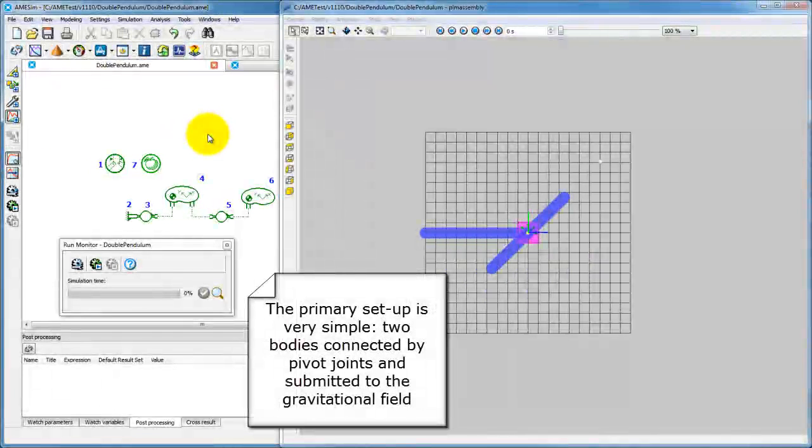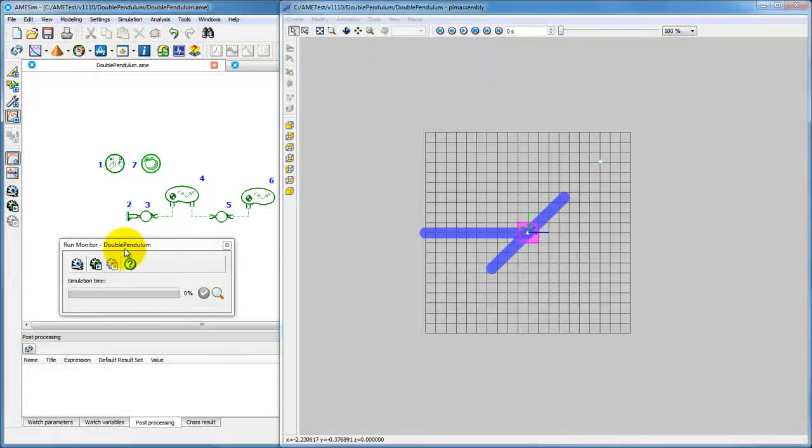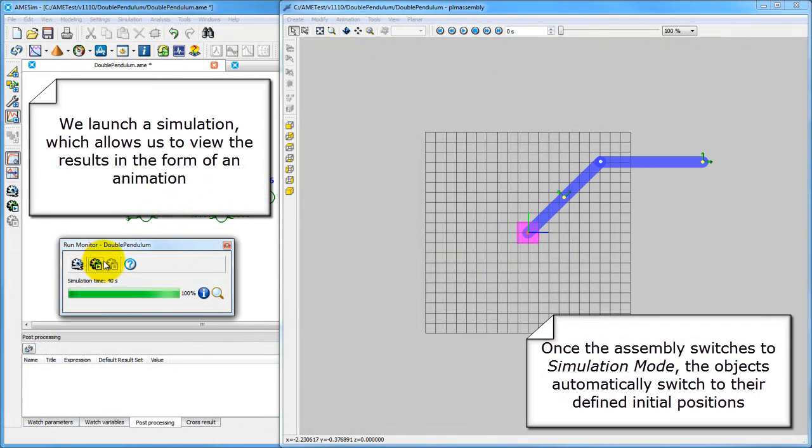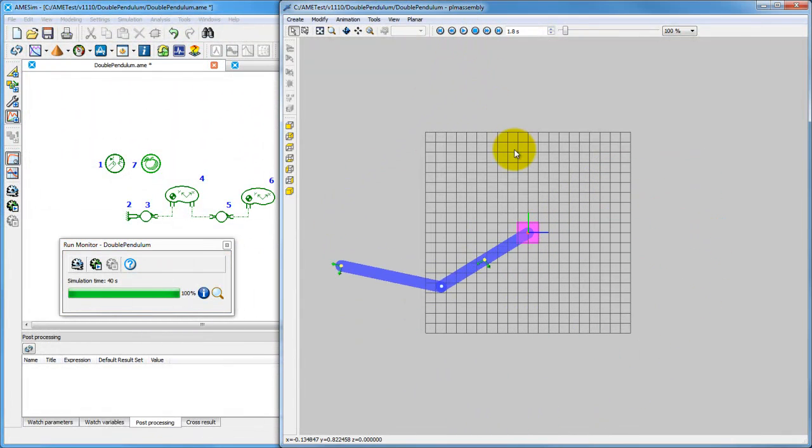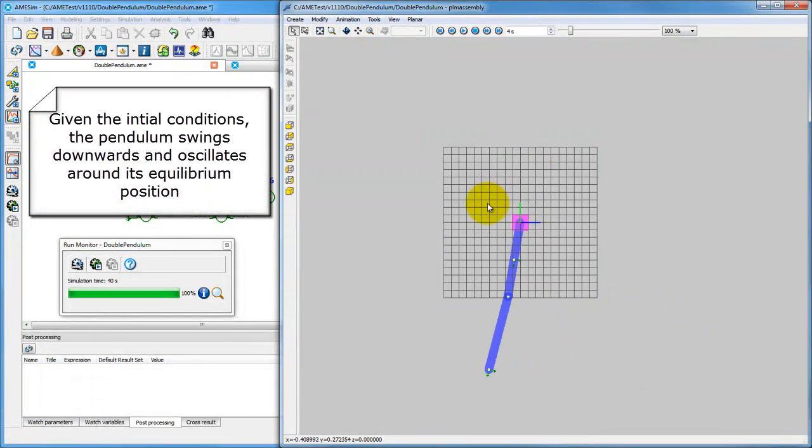Two solid bodies connected by pivot joints. We've set their initial positions so that they will fall under the effect of gravity. After a simulation is run, we can animate the bodies to view the results. Predictably, the pendulum swings downwards and begins oscillating around its equilibrium point.